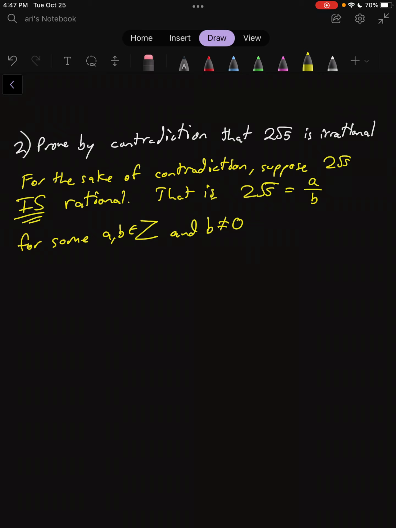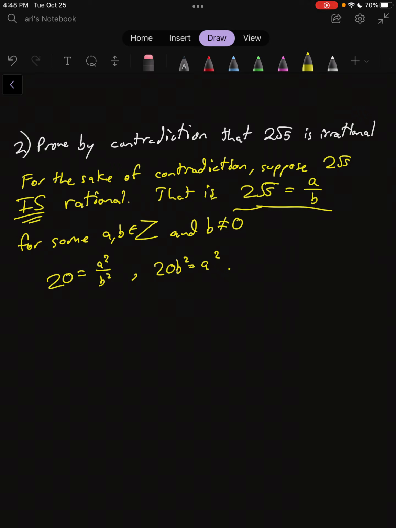Okay, so now let's do some algebra on this thing. So we'll square both sides. And 2 times the square root of 5 squared, we square the 2 becomes 4. The square of the square root of 5 is 5. So we get 20 equals a squared over b squared. And 20b squared equals a squared. And this is where we need to recognize what's going on. So we want to focus on prime decomposition. That's the method of proof that we learned, the first way that we learned to solve this type of problem.